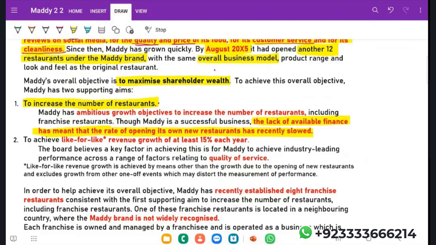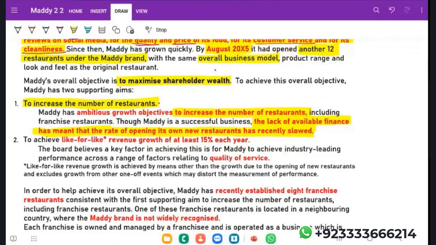See, the company's objective is to increase the number of restaurants, right? And the company is successful in doing that. But the problem the company is having these days is the lack of finance availability, right? So that means this is something which should be part of your strategic report. Why? Because this is something where the company is struggling.